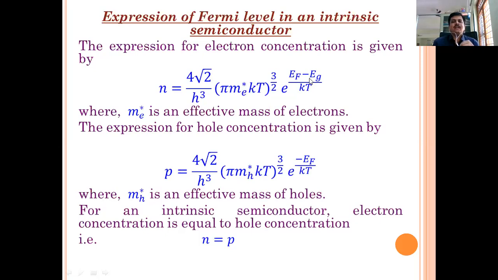Accordingly, for the hole concentration, we have a straightforward relation as p equals 4 root 2 by h cube, within a bracket again pi mh star kT, whole to the power of 3 by 2, into e to the power of minus Ef by kT, where mh star is the effective mass of the holes. And when we discuss an intrinsic semiconductor, the hole concentration must be equal to the electron concentration. So I equate n equals p.